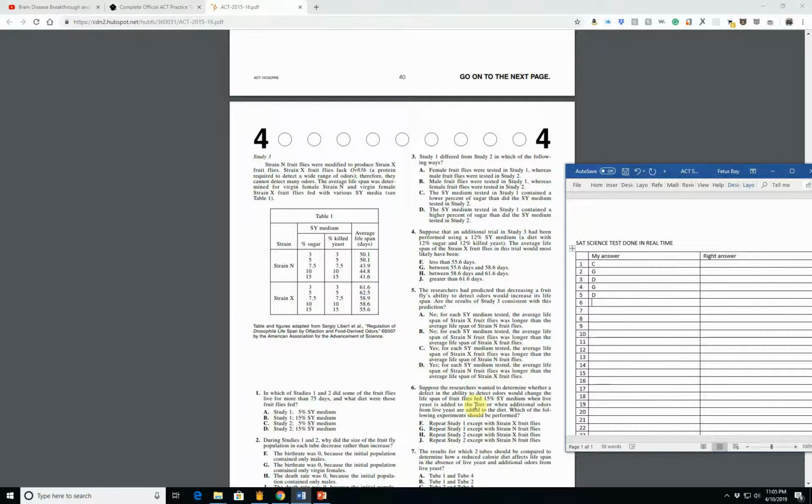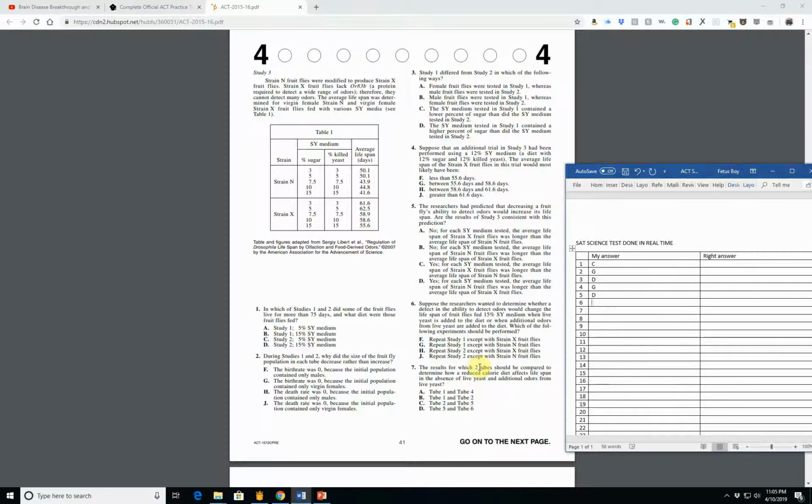Okay, 6. Suppose the researchers wanted to determine whether a defect in the ability to detect odors would change the lifespan of fruit flies fed 15% SY medium when live yeast is added to the diet, or when additional odors from live yeast are added to the diet. Which of the following should be... Okay... Live yeast is added to the diet.